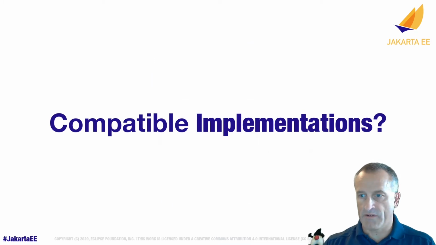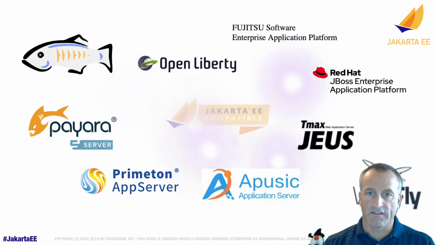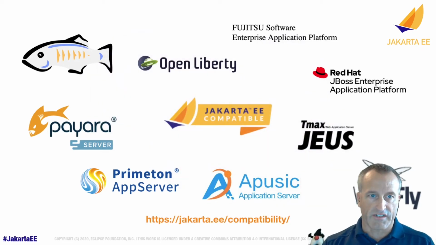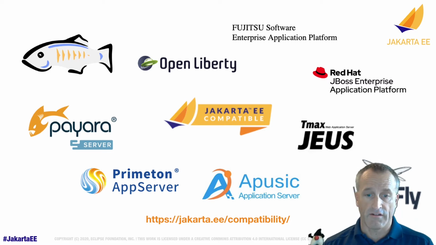So, compatible implementations then. We have a lot of them, and you see the usual implementations here you're used to from before. We have Glassfish, OpenLiberty, Red Hat, Fujitsu, Payara, Tmaxsoft, Wildfly, and also a couple of new ones like Primeton and Apusic, which is pretty cool, that we have some new players on the market. And there are more coming. All of this you can find on jakarta.ee/compatibility.